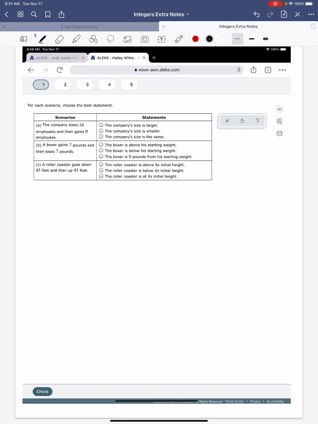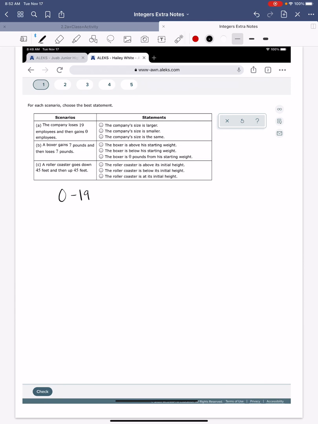For each scenario, choose the best statement. Scenario A: the company loses 19 employees and then gains 0 employees. Is the company size larger, smaller, or the same? We don't know how many employees they started with, so for the sake of this example, we're going to start at 0. So they started at 0, and then they lose 19.